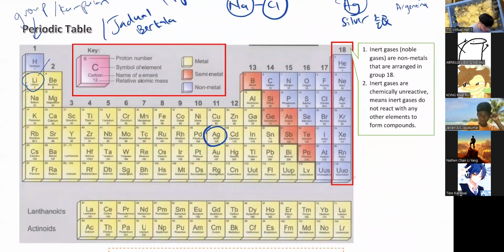All these elements, we put them in a table. We call it the periodic table of elements. Fret not, you don't need to memorize this. I shall explain this later.